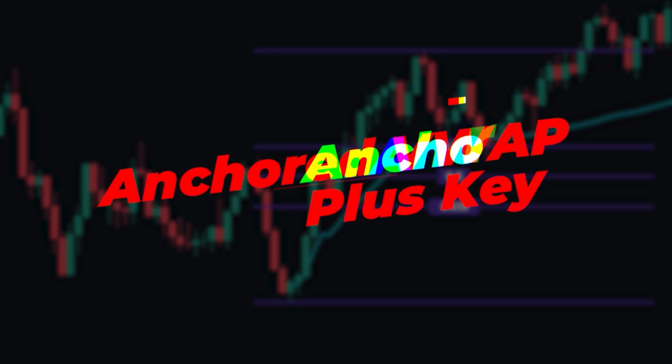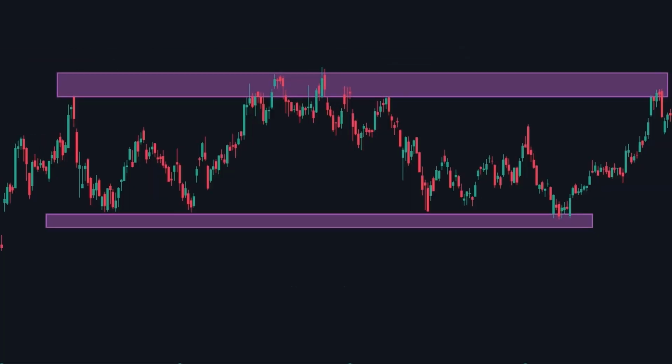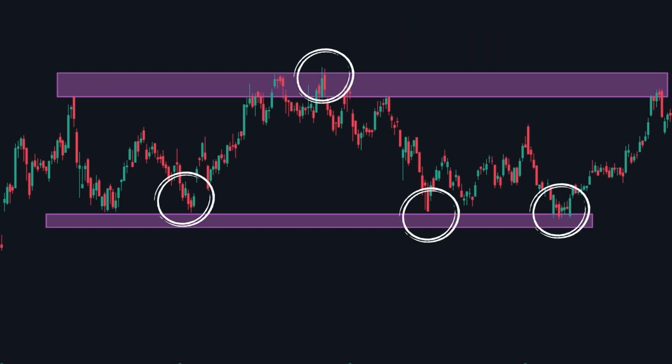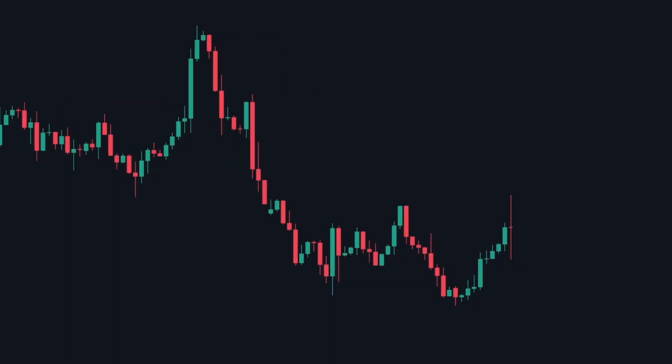8. Anchored VWAP plus key levels. Technical analysis relies heavily on support and resistance levels to identify regions where prices may reverse. When the anchored VWAP lines up with these crucial levels, it provides a high probability trading opportunity. Here's an example. In this scenario, we begin by graphing the anchored VWAP from a position that marked the commencement of a substantial downward movement.